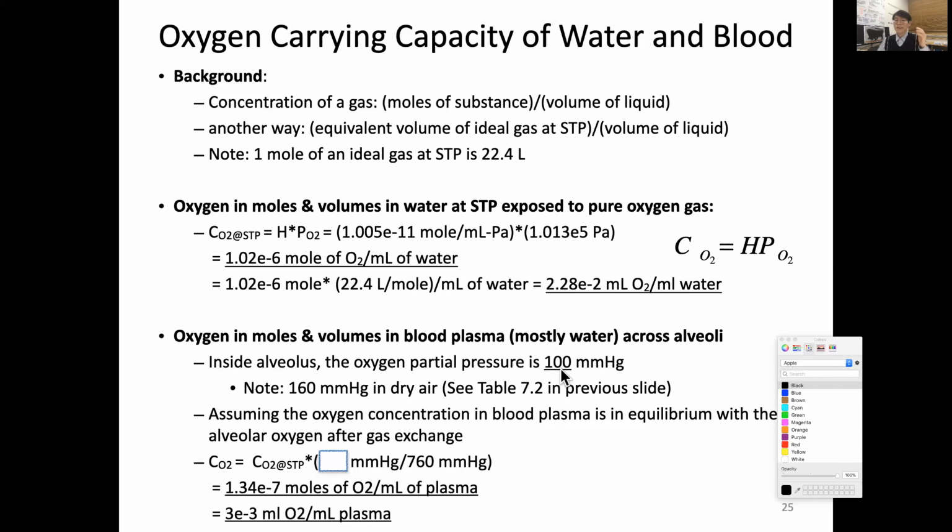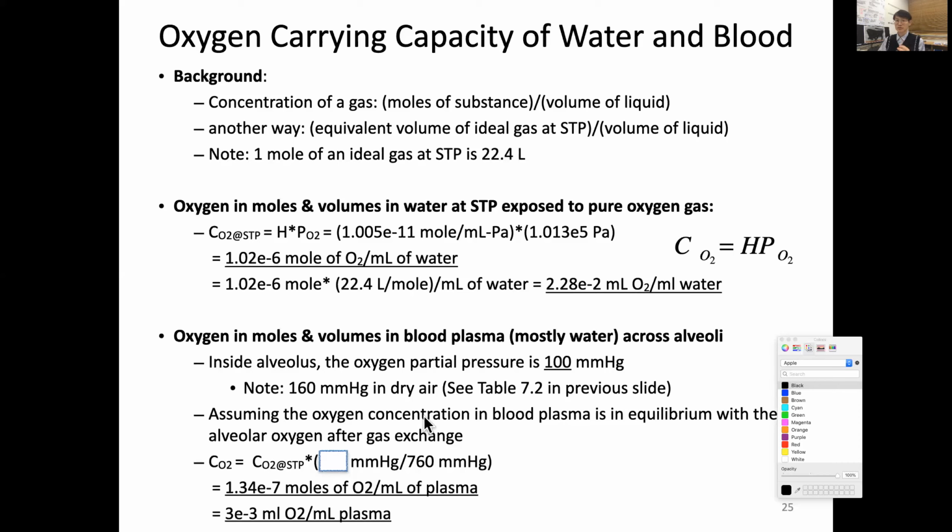As you know, in the atmosphere, oxygen takes about 21% of the 760 mmHg of atmospheric pressure, which becomes 160 mmHg in dry air. However, inside the alveolus, the air is moisture-saturated, it's almost saturated. So in that case, the oxygen partial pressure is known as 100 mmHg.